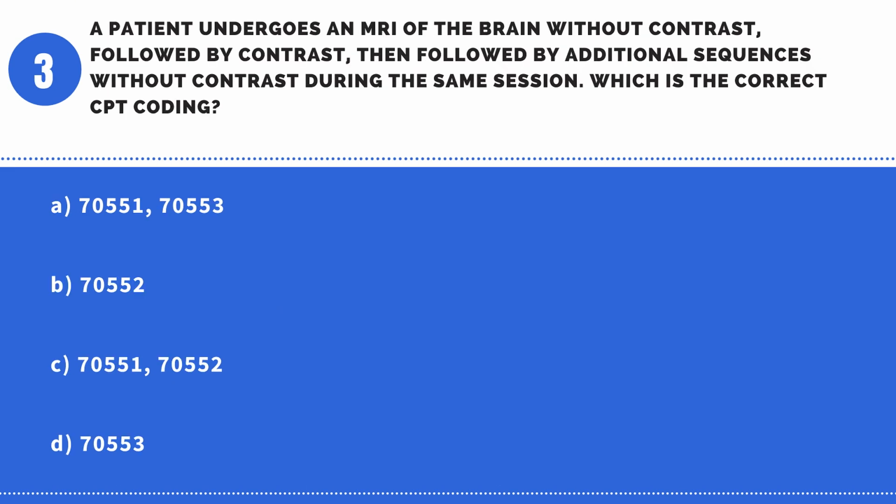Question 3. A patient undergoes an MRI of the brain without contrast, followed by contrast, then followed by additional sequences without contrast during the same session. Which is the correct CPT coding? A. 70551, 70553. B. 70552. C. 70551, 70552. D. 70553.